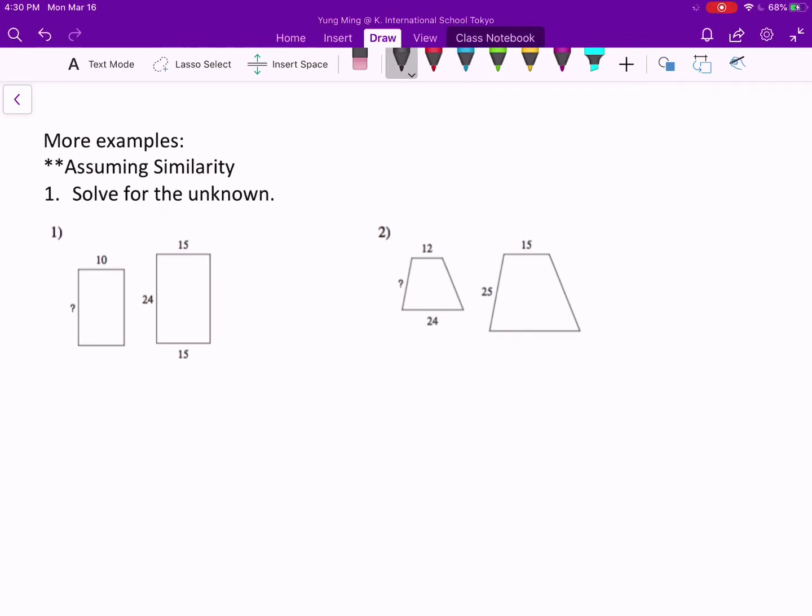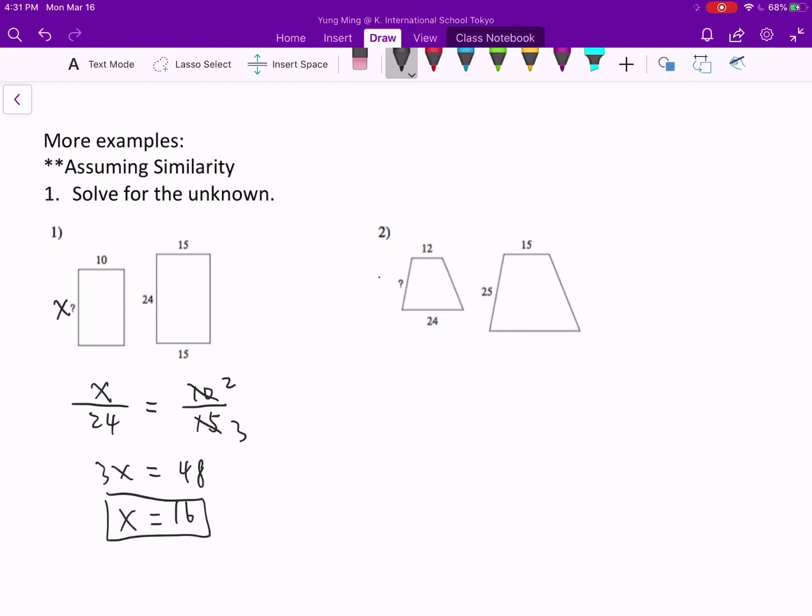So we want to solve for an unknown, so let's label that x. In this case, we don't have to prove the similarity. We cannot prove it anyway because we're not given enough information. They want us to assume similarity, so we're assuming that these two are similar. If they're similar, their scale factors should be exactly the same, so the proportionality should be exactly the same. That means x over 24 has to be equal to 10 over 15. The corresponding sides need to be proportional. Before cross multiplication, I would like to simplify a little bit. We got 2 and 3, and then we cross multiply, we got 3x equals 48, x is equal to 16.